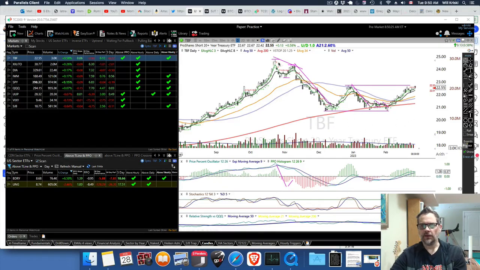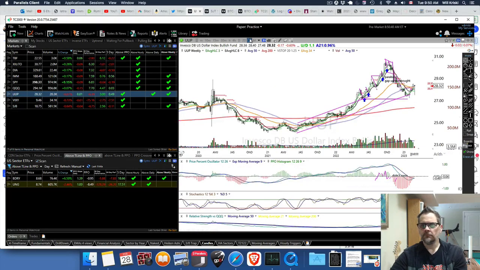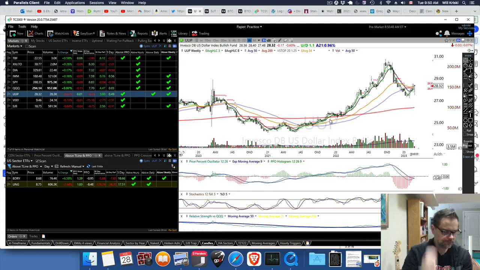So this is reflecting, because it's an inverse of the 20-year treasury, it's sort of reflecting the interest rates. And the other thing to look at is the UUP. This is the US dollar. I'll turn on the weekly chart. You see we had this huge run in the US dollar. And that correlates to, basically, it inversely correlates to the market.